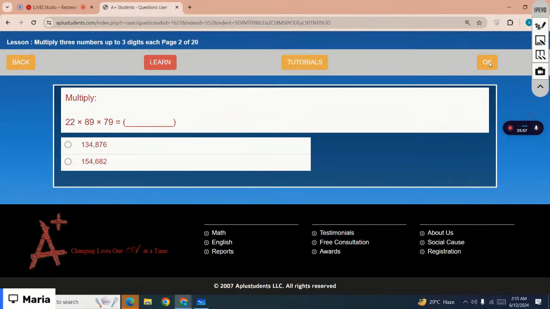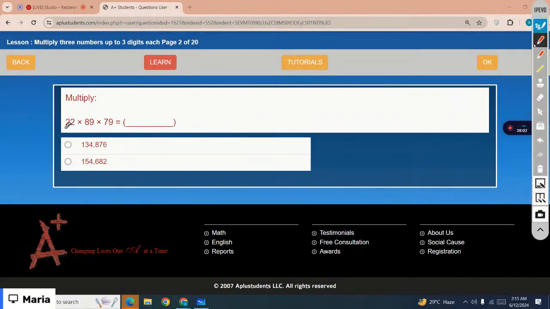Okay, the next one is 22 times 89 times 79. So let's just pair the numbers. Let's just multiply 89 times 22. 2 times 9 is 18, 1 carry. 2 times 8 is 16 and 1, 17, right? Then you have the 0. 2 times 9 is 18 and 17. You have 8, 8 and 7, 15, 7 and 1, 8 and 1, 9 and 1. 1958. That is the product of 22 times 89, 1958.